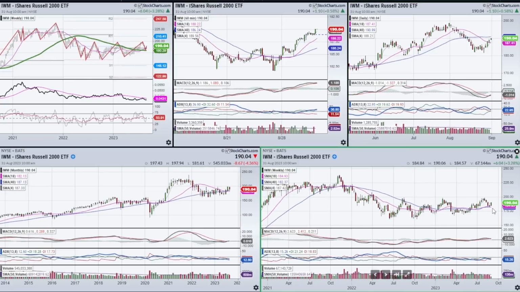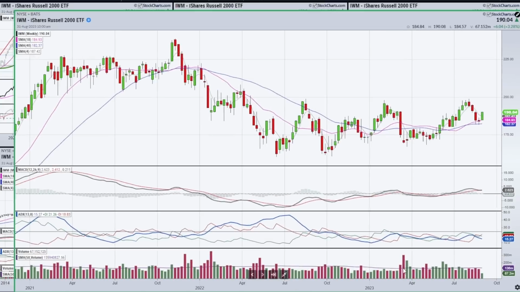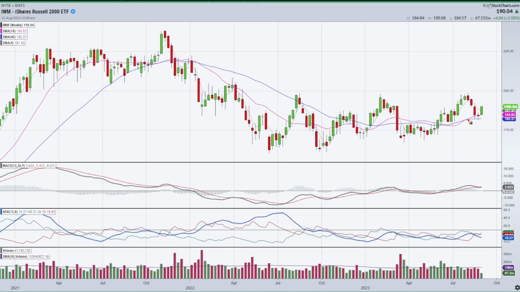Let's look at the IWM. Now we're bouncing off. So this is key because my concern was we were going to come down and break these lines, which we're not doing. We're coming back to the 18 and the 40 and we're holding. MACD appears to be holding. So this is a good sign. The key level to watch is 200 up here. Nothing really happens unless we get through 200.